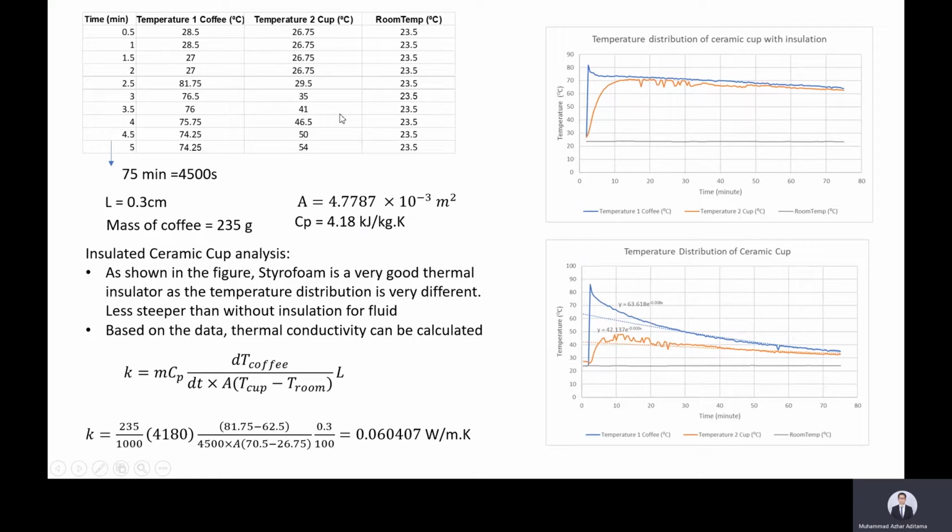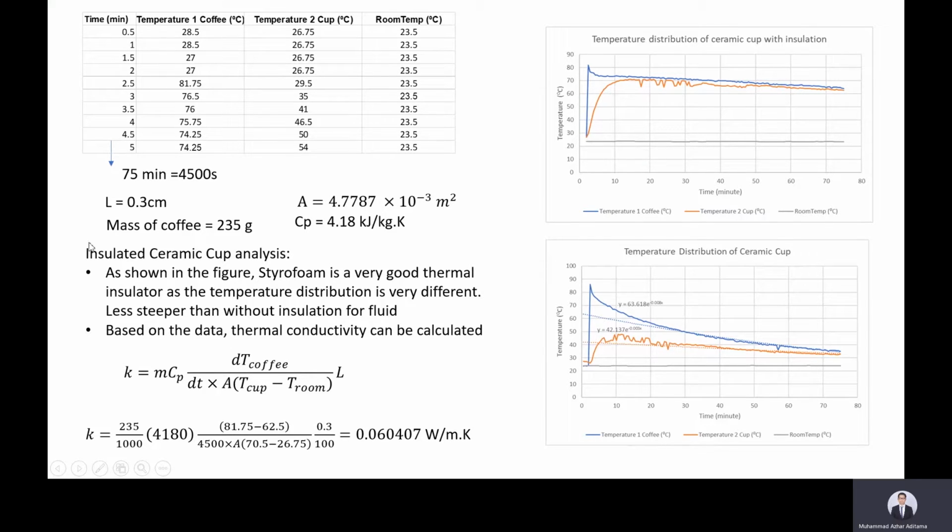This is the data, and this is the temperature distribution. As shown in the figure, the styrofoam is a very good thermal insulator because the rate of temperature change with the styrofoam insulation is very small in comparison to the rate of temperature change of the ceramic cup without the insulation.